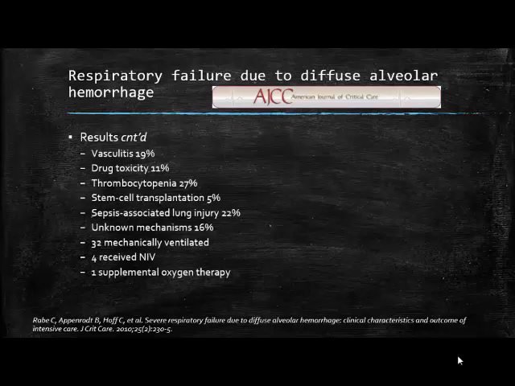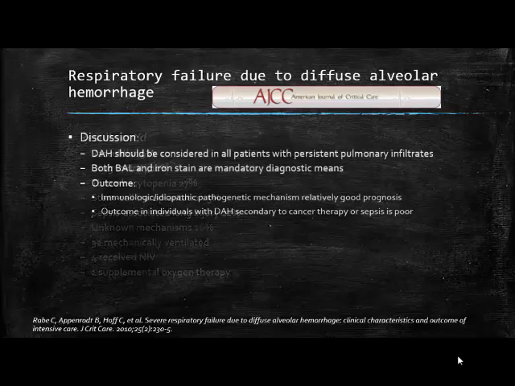Those were the underlying causes for diffuse alveolar hemorrhage in those patients. And what they concluded was the following: DAH should be considered in all patients who have persistent pulmonary infiltrates, and BAL and iron stains are mandatory for the diagnosis. And the main reason I'm talking about the study is for those two outcomes: immunologic pathogenic mechanisms usually have a better prognosis than patients who have DAH secondary to cancer therapy or sepsis.